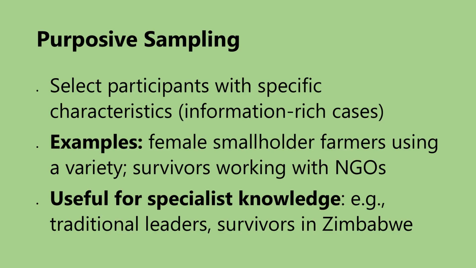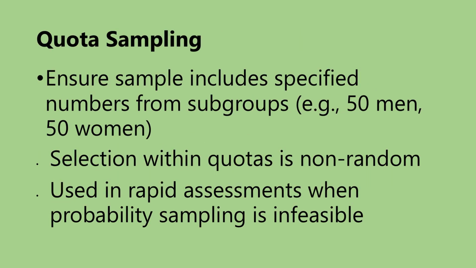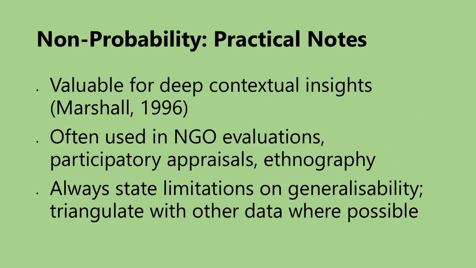Purposive sampling targets participants with specific characteristics, useful for gaining specialist knowledge in certain contexts. Snowball sampling involves participants referring others, useful for accessing hidden populations. Quota sampling ensures specified numbers from subgroups, used when probability sampling is infeasible. Non-probability sampling provides deep contextual insights, often used in NGO evaluations and participatory appraisals.